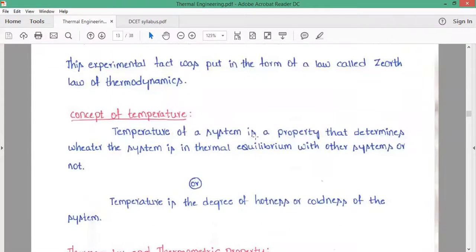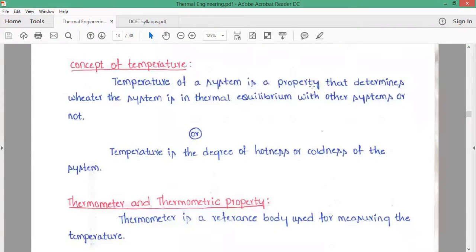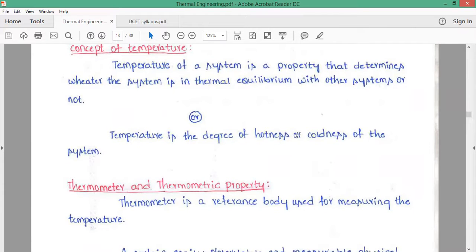Next, the concept of temperature. Temperature of the system is the property that determines whether the system is in thermal equilibrium with other systems or not. In order to say whether the system is in thermal equilibrium with its surroundings or not, we measure the temperature. This system has so and so temperature, and this system has so and so temperature, right? By considering the temperature, we can tell whether the system is in thermal equilibrium with other systems or not.